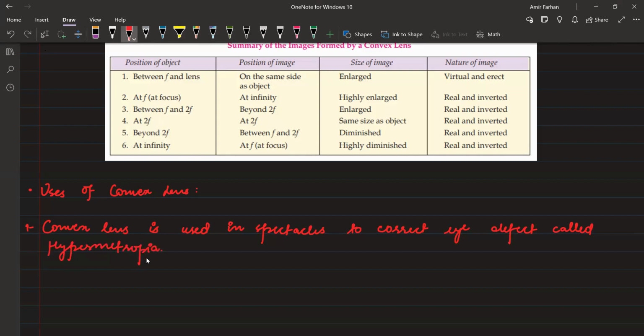Hypermetropia. Is this clear to all of you, bacho? Please let me know once. Yes, sir. Yes, sir.